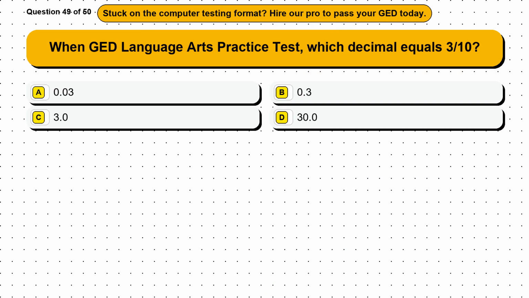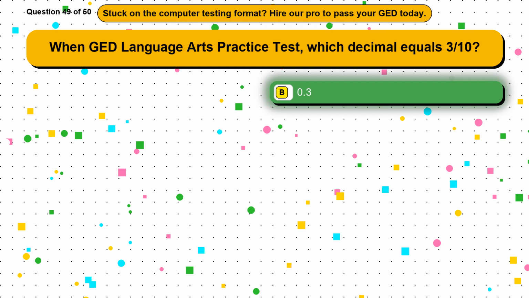Question 49. When GED Language Arts Practice Test, which decimal equals 3/10? Option A, 0.03. Option B, 0.3. Option C, 3.0. Option D, 30.0. The correct answer is option B.